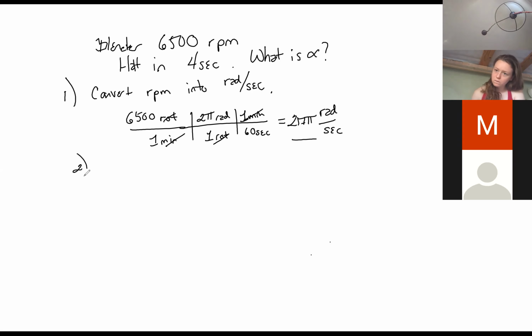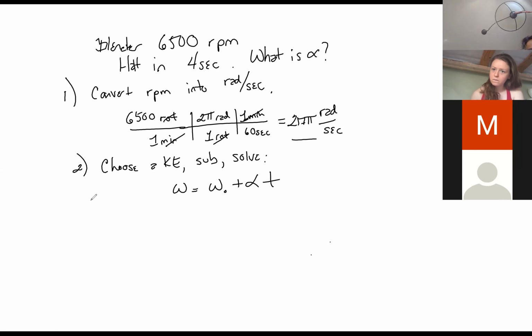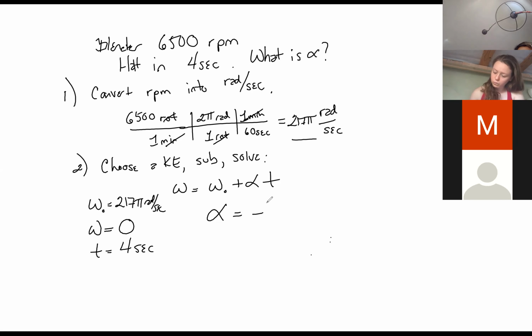And our second step is then to choose, as we've done before, choose the right kinematic equation, choose a KE, and substitute and solve for the missing quantity. So in this case, we have the initial rate of rotation, we have how much time it's taking, and we know that it's coming to a halt. So we know omega naught equals 217 pi radians per second. And we know omega final is 0 because the thing's coming to a halt, and that the time it's taking is 4 seconds. So if you plug all of those in and solve for alpha, you'll get negative 54.